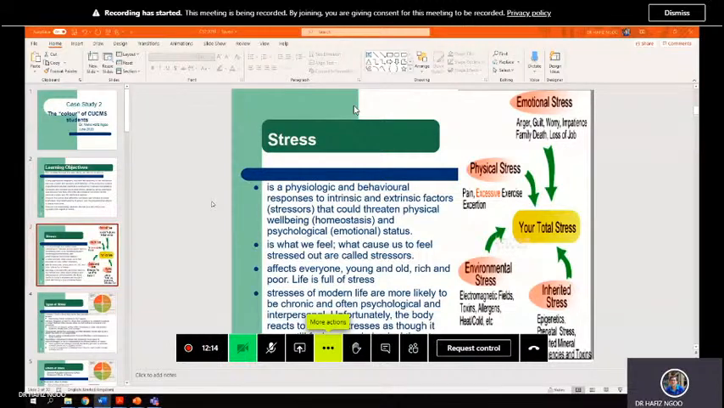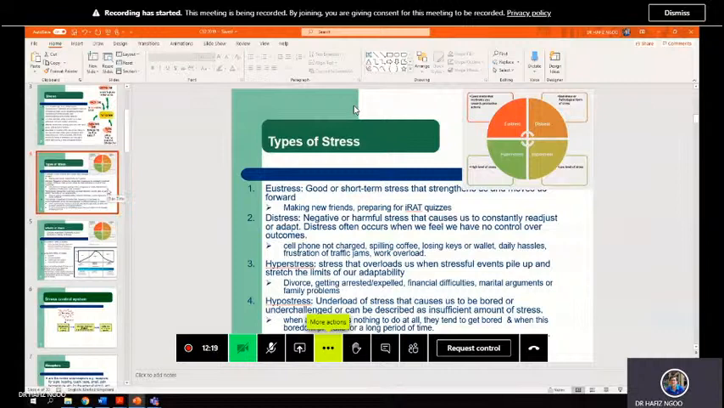So basically, there are many different types of stress. These are the slides that I already showed you, so I'm just going to skip through.